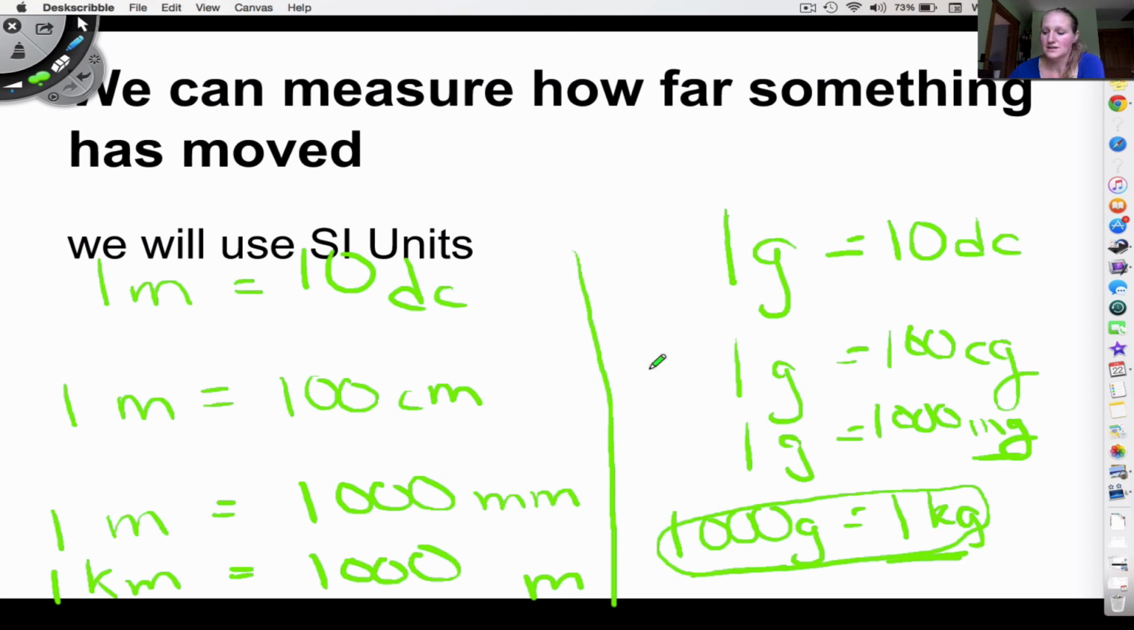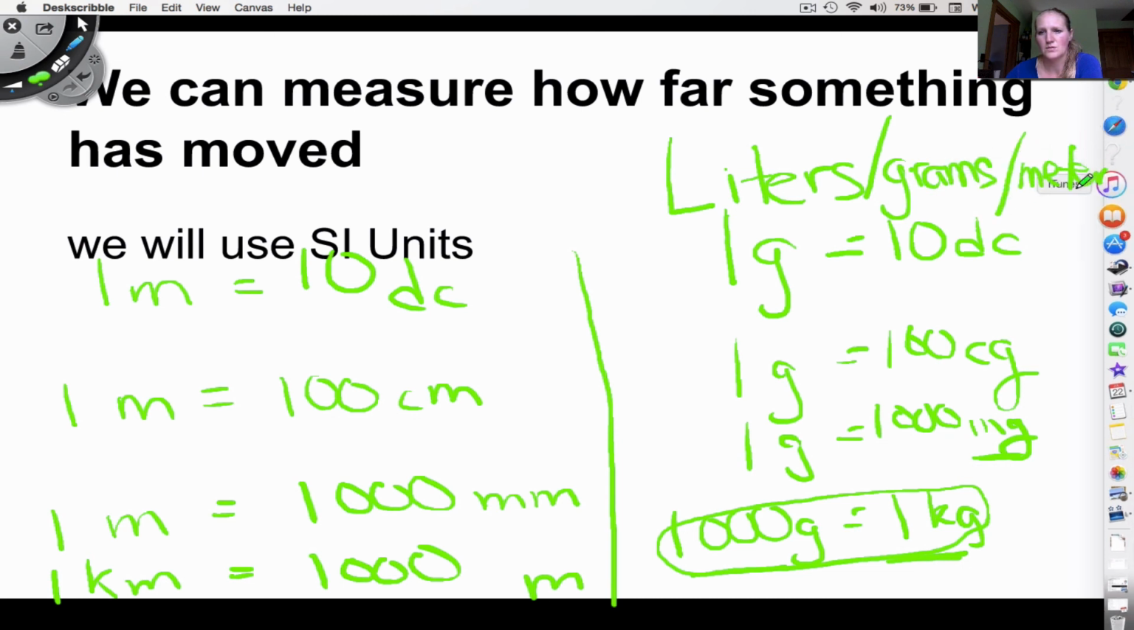We can use it for liters as well. When we get into our chemistry unit, we'll be talking about liters. So the ones that we're using are liters, grams, and meters are the units that we'll be talking about.